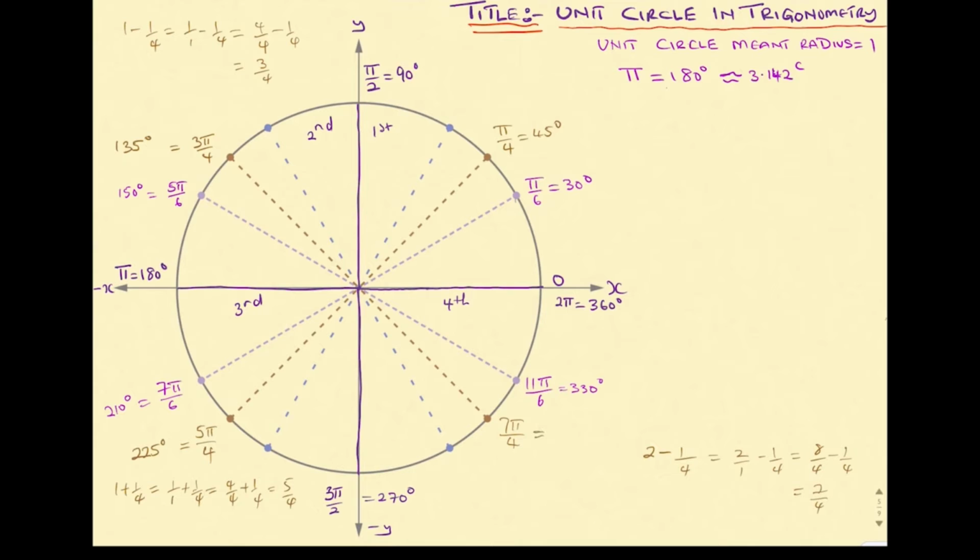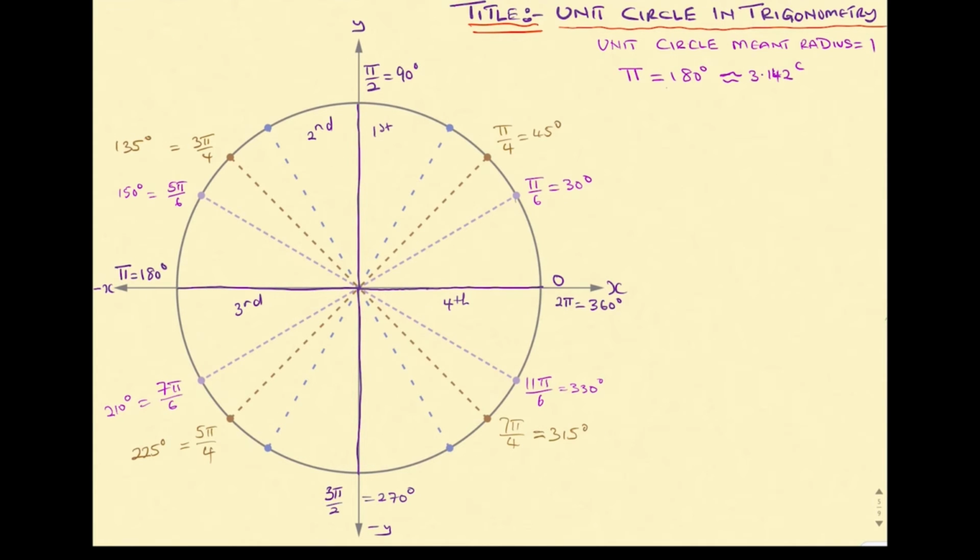And what is 7 pi over 4? Again, in your calculator, you do 7 times 180 divided by 4. That will be 315 degrees. And that's how you do that. And that completes the quarter pi angles.